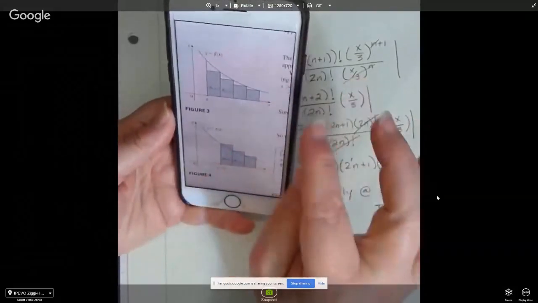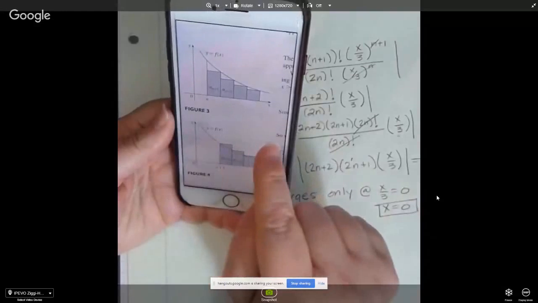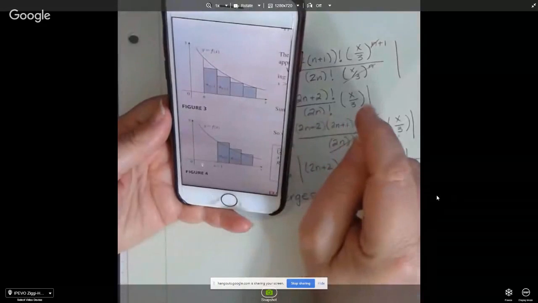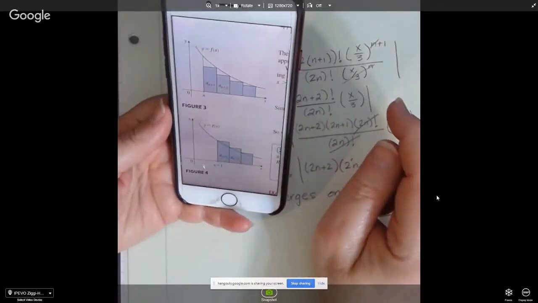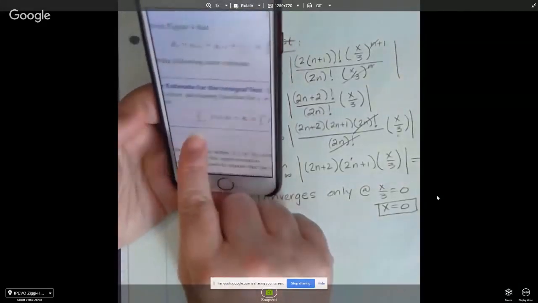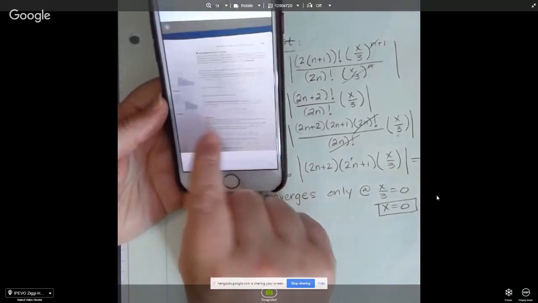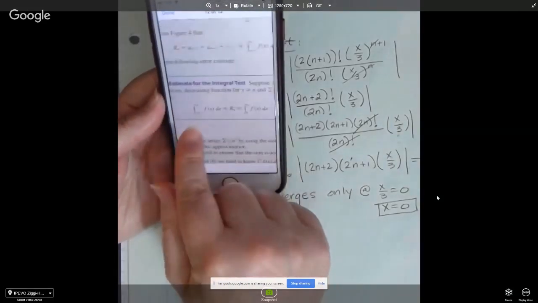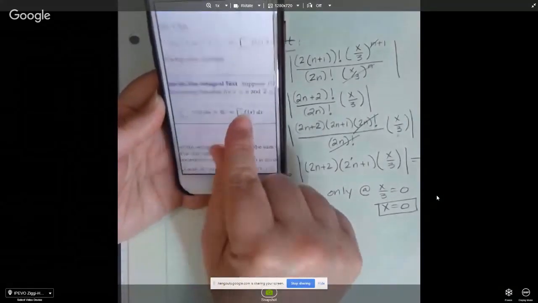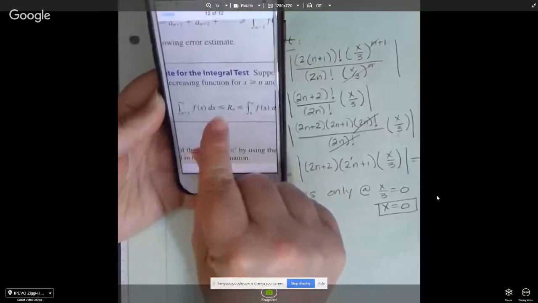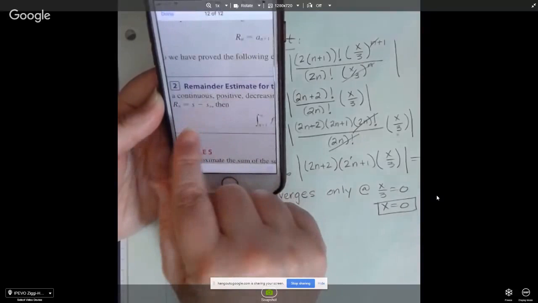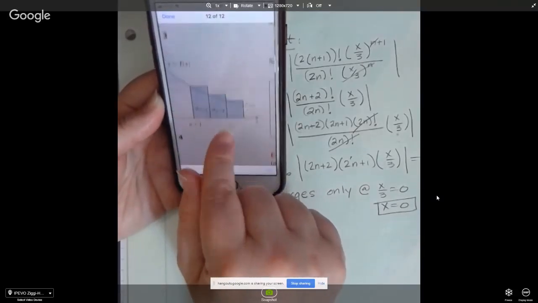For the integral test, you can use a right Riemann sum, or you can use a left Riemann sum. One of these is the right one because that's n plus 1, and this is the left one because it's n. And so the remainder estimate is going to be in between those two.